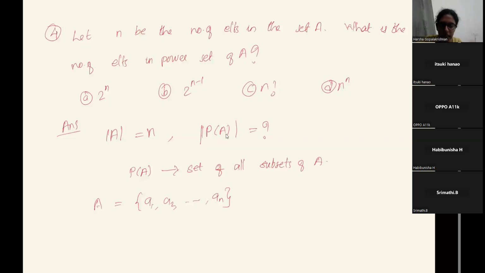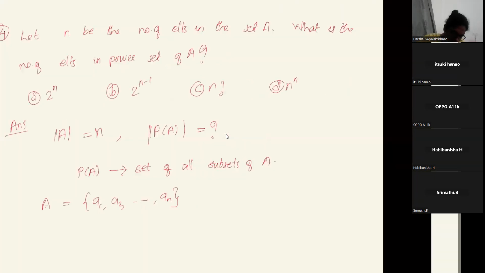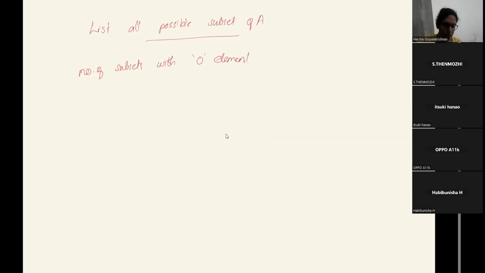First of all, the null set, the empty set, is a subset, right? So I am listing all possible subsets of A. First of all, the number of subsets with 0 elements. So how many subsets are there for A with no element, or 0 elements?